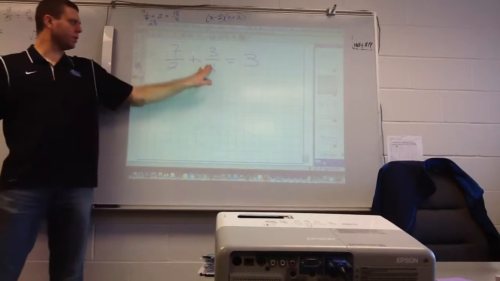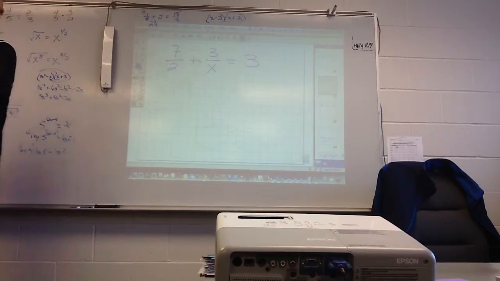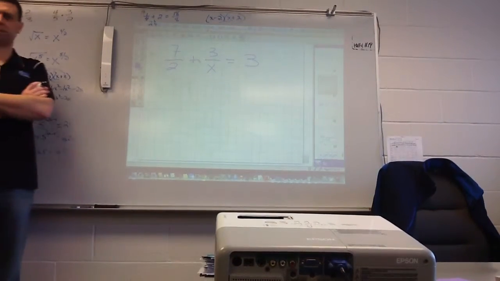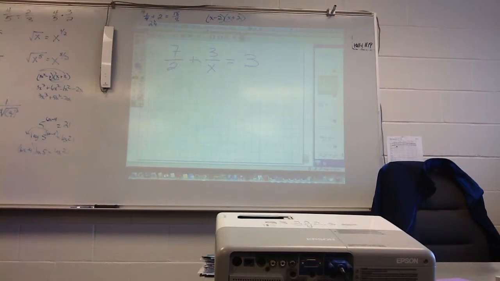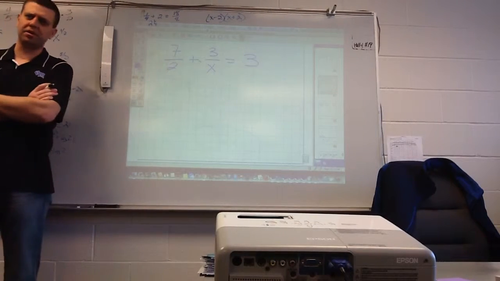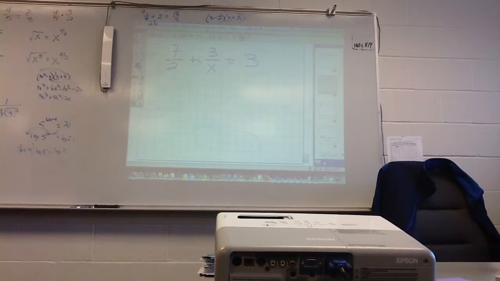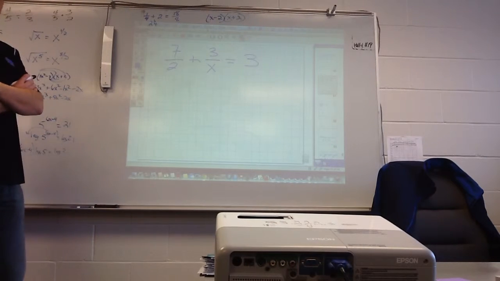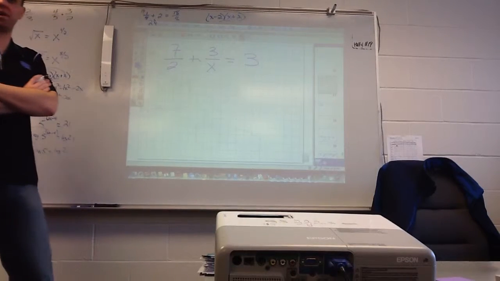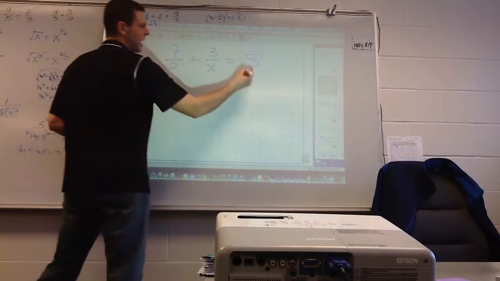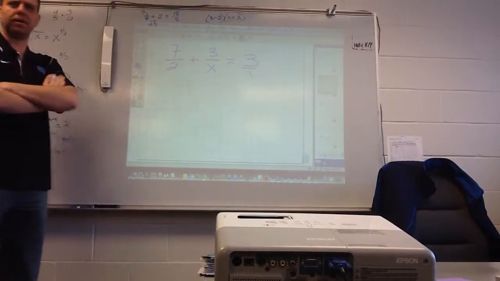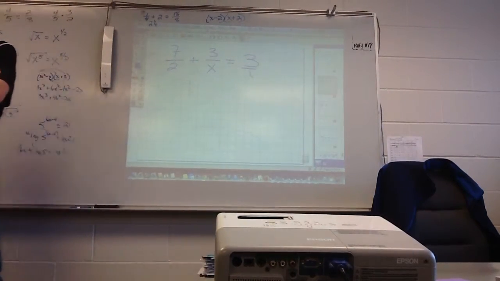7 over 2 plus 3 over x equals 3. What do you think we should make all of the denominators become? 2x. That'd be fairly easy to do. Yeah, 2x would be our least common denominator, if you want to call it that. Sounds good to me. When you have a whole number, put it over 1. That'll help you a little bit. So we're going to make all of the denominators become 2x.